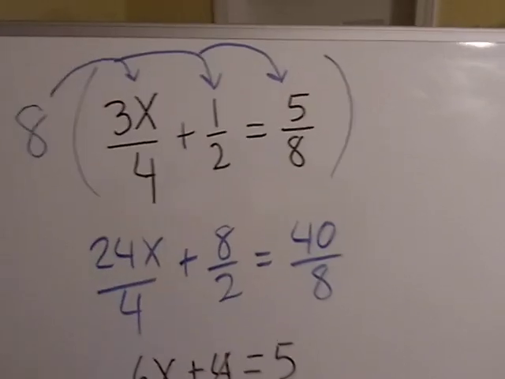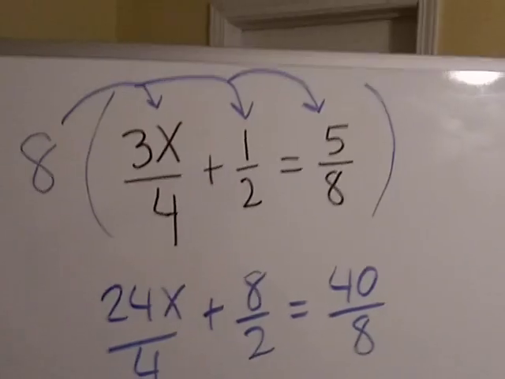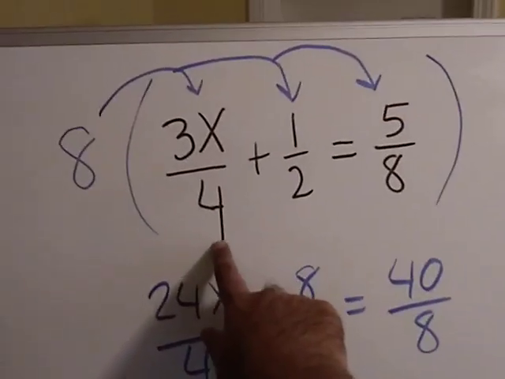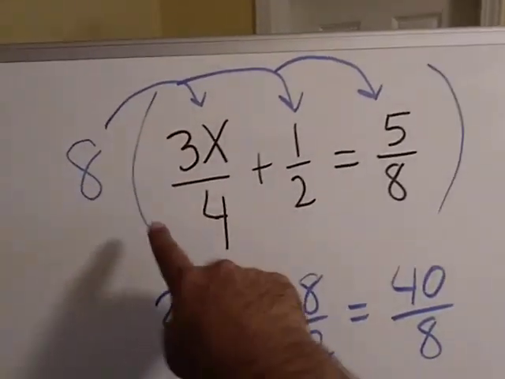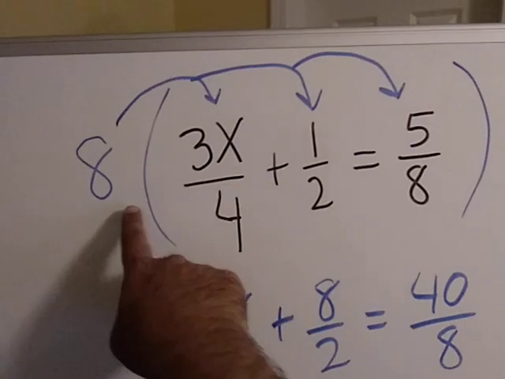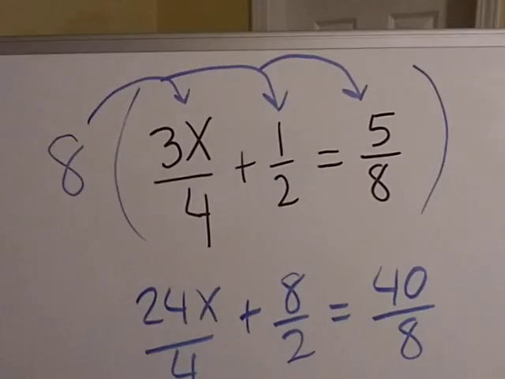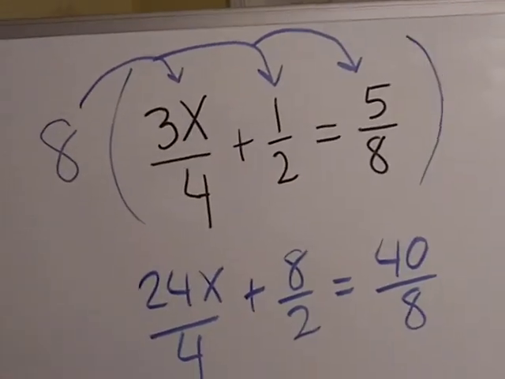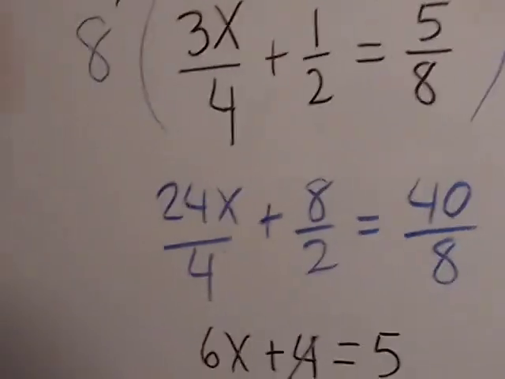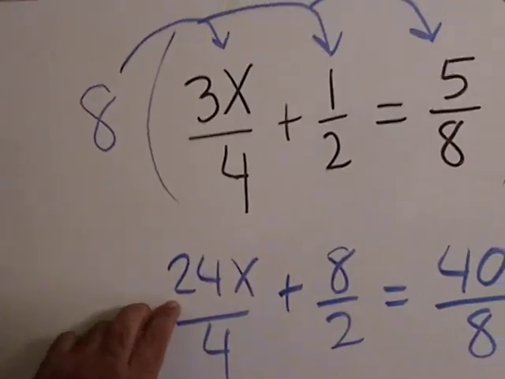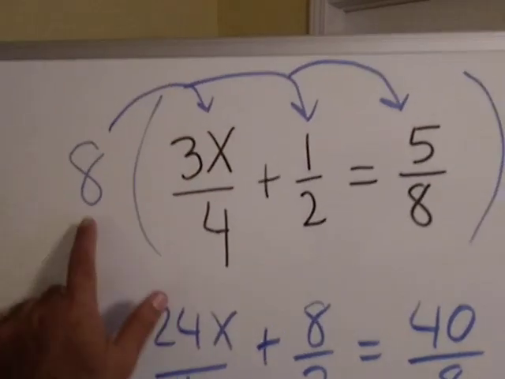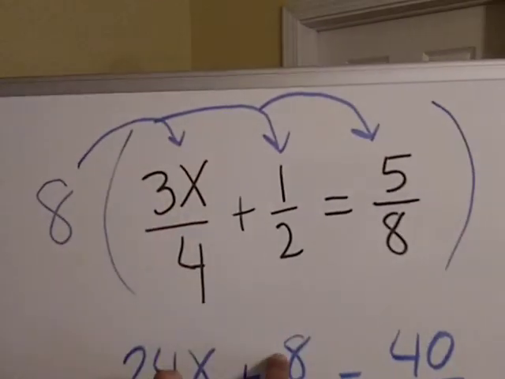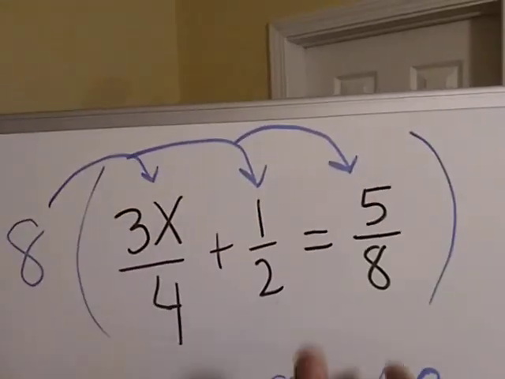Okay, so let me show you here again. We determined that the common denominator between 4, 2, and 8 would be 8. So we distributed that 8, the common denominator, to all of the terms inside of that parentheses, which is the original equation. Once we did that, we were left with, meaning 8 times 3 gives you the 24x. 8 times 1 gives you the 8 up here. 8 times 5 gives you that 40 here.